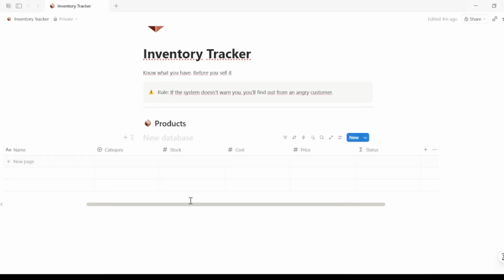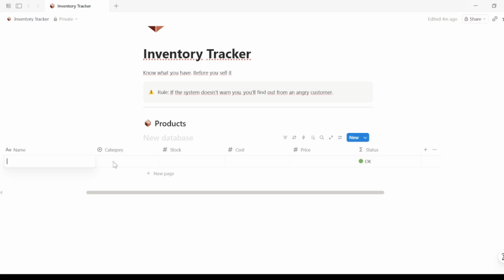First product, vanilla amber, large, candles, 14 in stock, $6 to make, $24 to sell. Green, okay. This is his bestseller and it's healthy. $18 of margin per unit, and he has enough to get through the week.